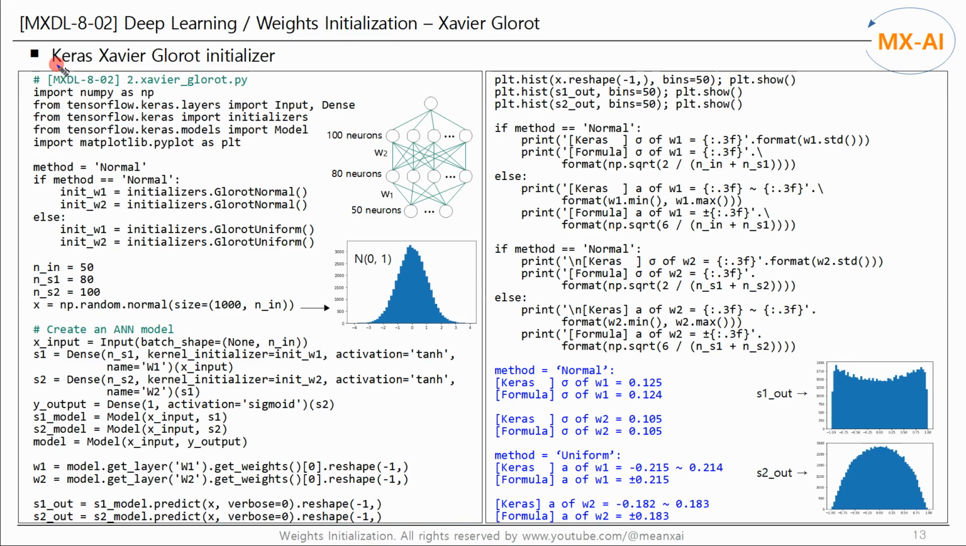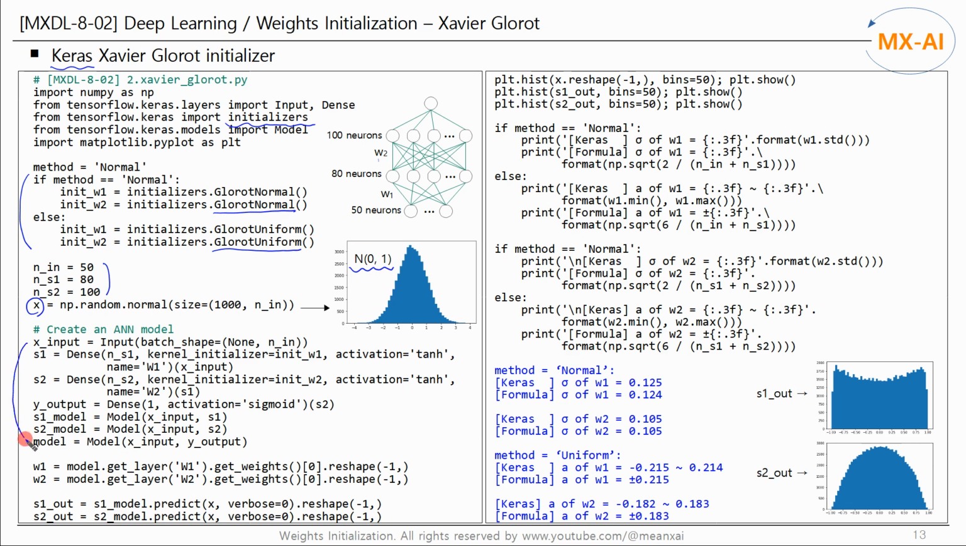Finally, let's apply Xavier Glorot's method to a neural network using Keras. Import Keras initializers. Let's create a neural network model like this and apply Xavier Glorot Initializer to both hidden layers. Create Glorot Initializers for normal and uniform distributions. The number of neurons in the input layer and the two hidden layers are 50, 80, and 100 respectively. Generate input data X using a standard normal distribution with mean 0 and variance 1.